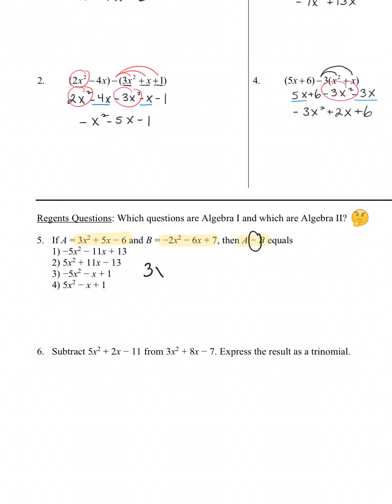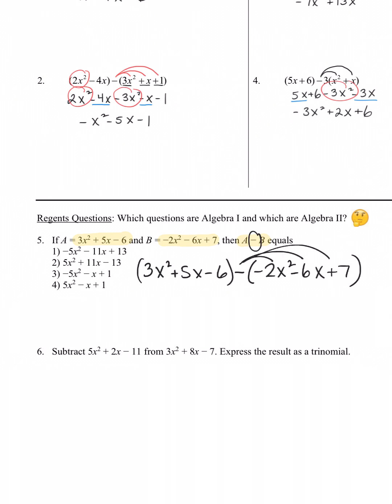So we have A, I'm going to keep a minus sign, and now we have a B. The reason for that is because we know that a minus sign in front is going to change everything after it. So we're going to keep everything at first.